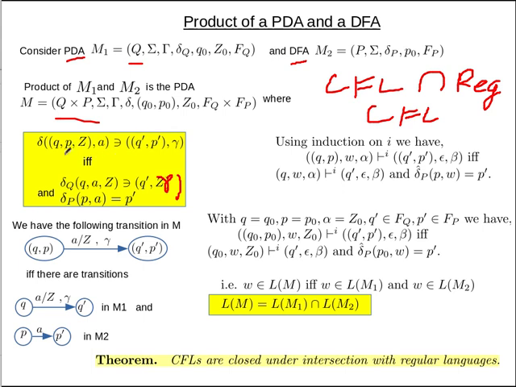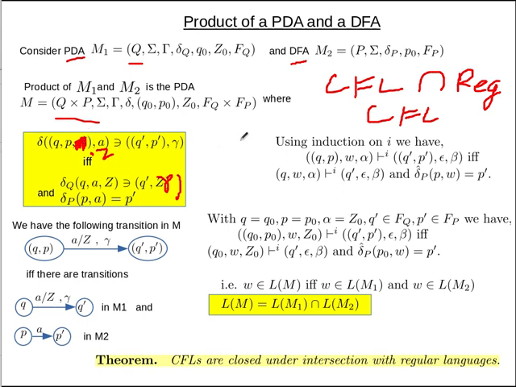So if these are two transitions in these two machines, then in the product machine, the product PDA, we have this transition where this QP is going to Q prime P prime. And sorry, again, I should have a comma Z here. So this has to have three components, and this Z is not here, sorry.